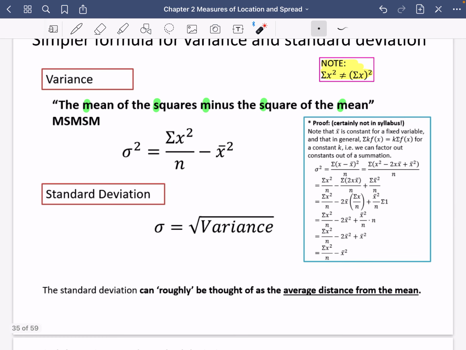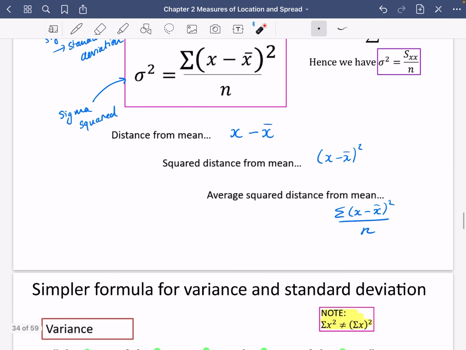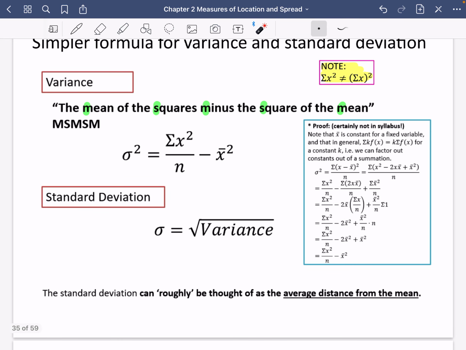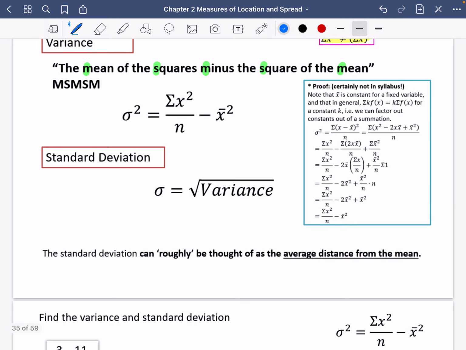So this bit I've got at the bottom here is pretty important. What we were working out in this previous bit was: what is the average squared distance from the mean? So for the standard deviation, when we square root all of this, what we're roughly finding is the average distance from the mean. It doesn't exactly mean that because the squaring and the square rooting doesn't completely keep it that way. But the standard deviation can roughly be thought of as the average distance from the mean. So this means a couple of things here.